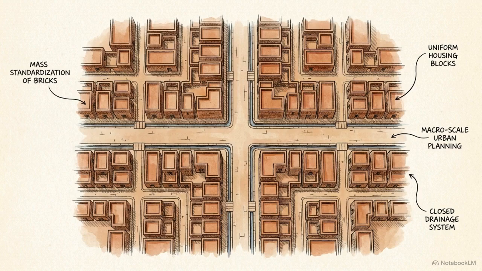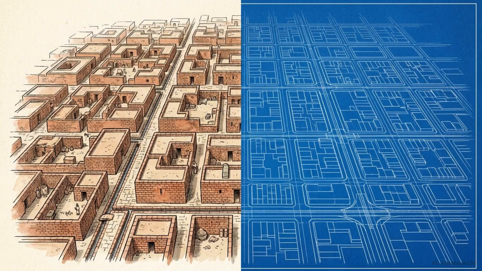The Indus Valley Civilization shows that rigorous urban planning, mass standardization, and public sanitation were successfully engineered at a macro scale thousands of years before the modern era.